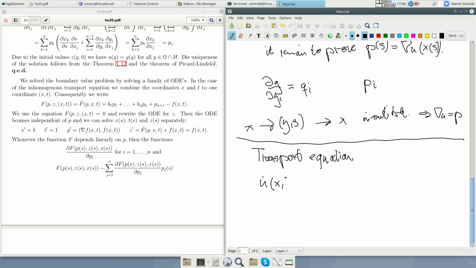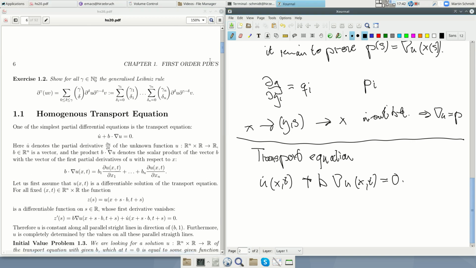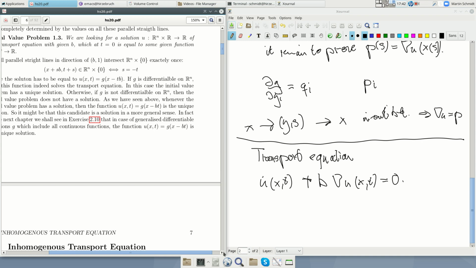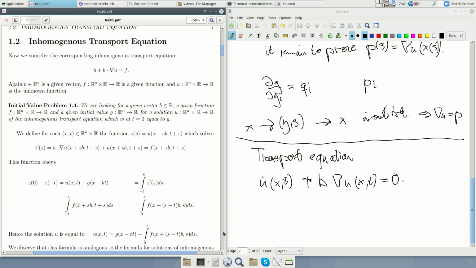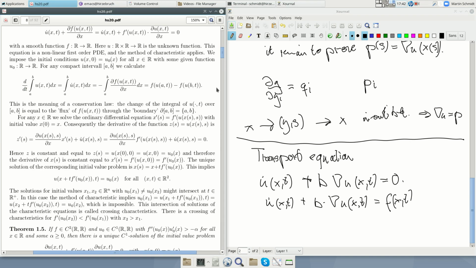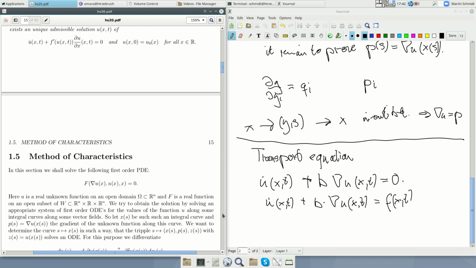So let us again write the transport equation. Or maybe we do the more general inhomogeneous one: u dot of x of t plus b times gradient u of x of t is equal to f of x of t. So this is now our transport equation which we want to solve with the help of the method of characteristics.